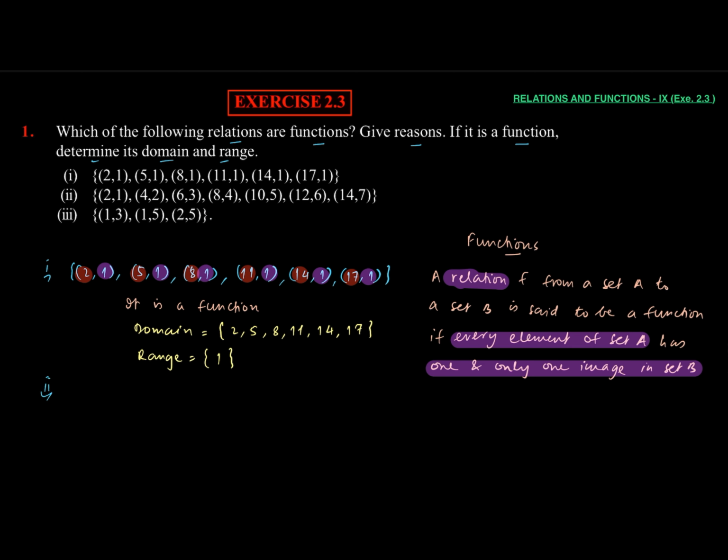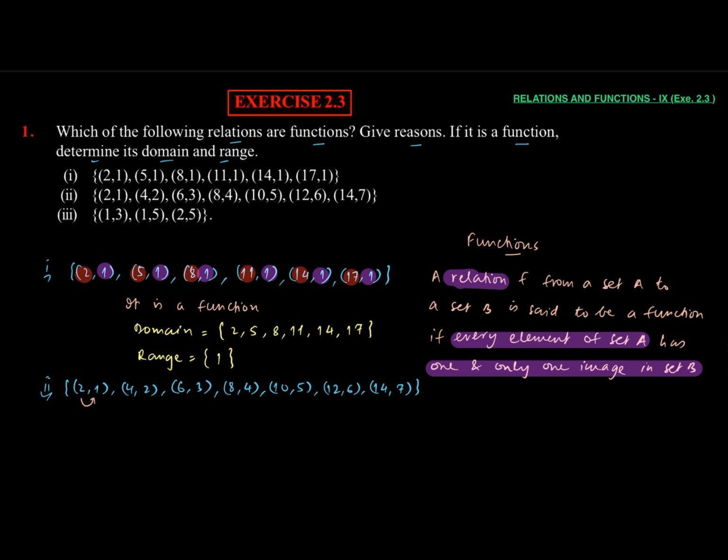Towards part number 2, here we have a relation with elements (2, 1), (4, 2), (6, 3), (8, 4), (10, 5), (12, 6) and (14, 7). Here one can observe that the first element of each ordered pair has a distinct image. So this relation is a function.